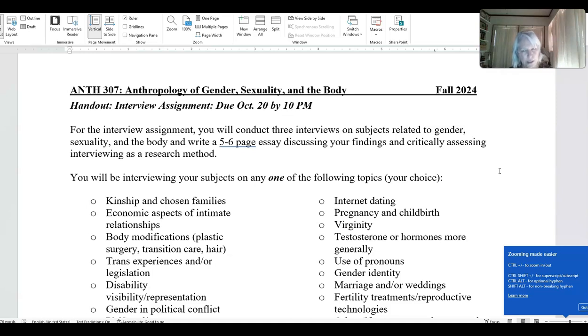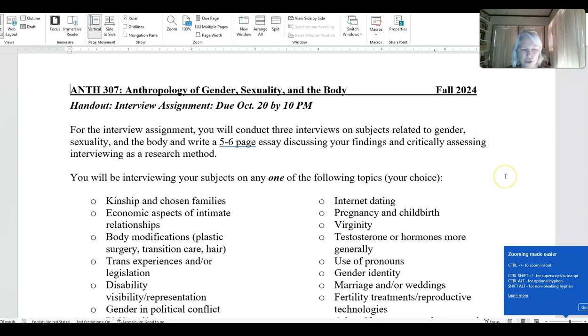And what you'll see in here is that what you're being asked to do is to conduct 3 interviews on a subject of your choosing related to gender, sexuality, and the body, and then to write up a 5 to 6 page essay that discusses what you learned from those interviews and also reflecting on interviewing as a research method, okay?